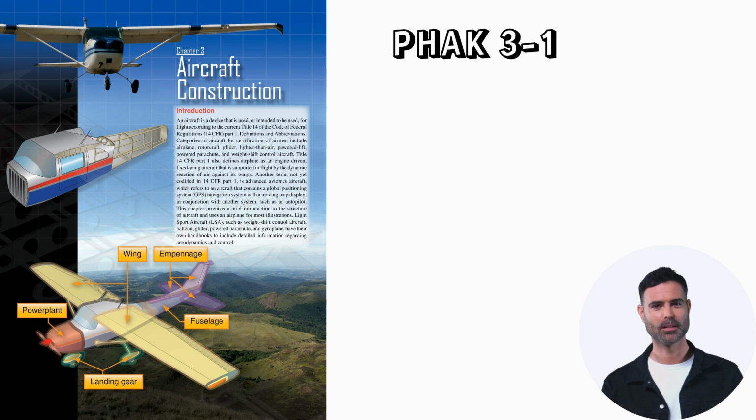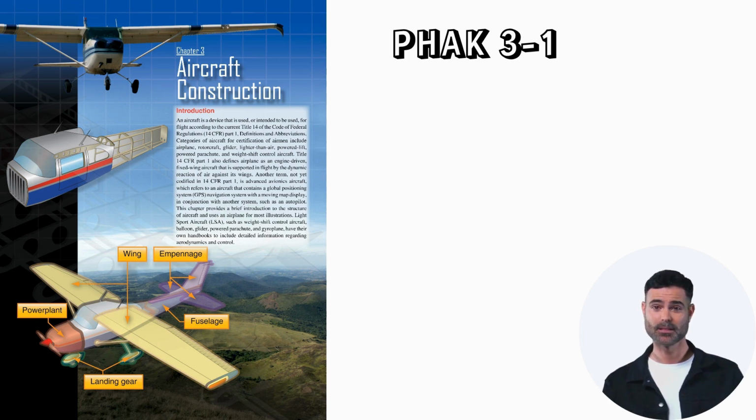Another term, not yet codified in 14 CFR Part 1, is advanced avionics aircraft, which refers to an aircraft that contains a global positioning system, GPS navigation system with a moving map display, in conjunction with another system, such as an autopilot. This chapter provides a brief introduction to the structure of aircraft and uses an airplane for most illustrations.